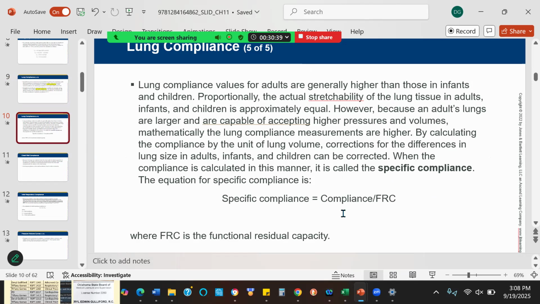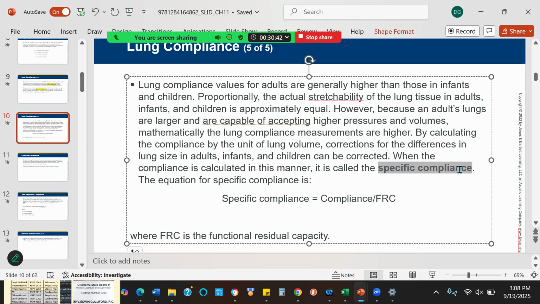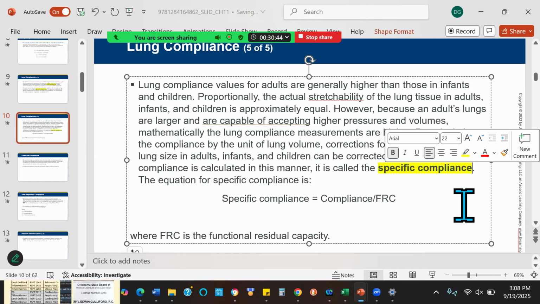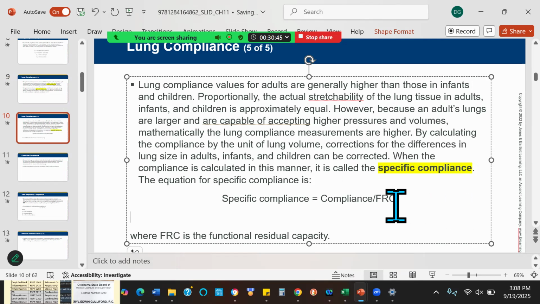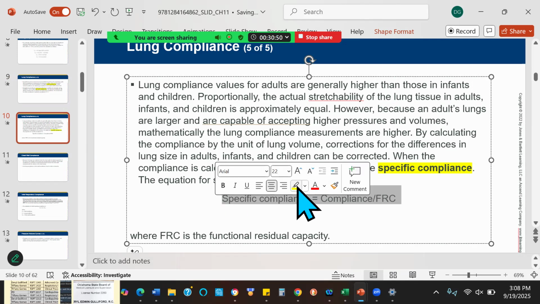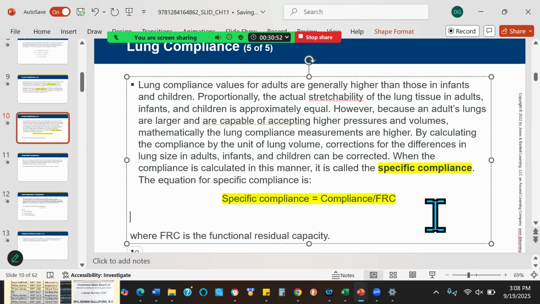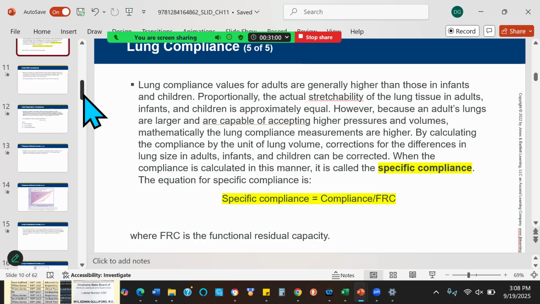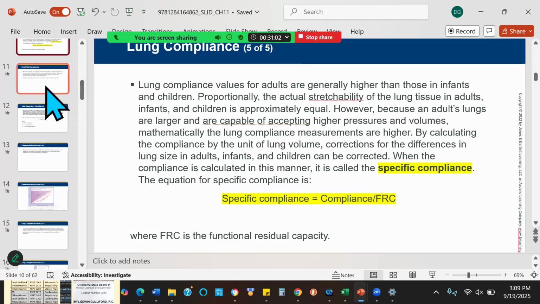Let's see here, specific compliance, that's where we divide the compliance by the functional residual capacity. What the heck is that? FRC is the functional residual capacity, and that is the resting level to which the patient exhales. When you exhale to the FRC, there is air remaining in the lungs, and that is the reference point, if you will. So specific compliance is compliance divided by the FRC.